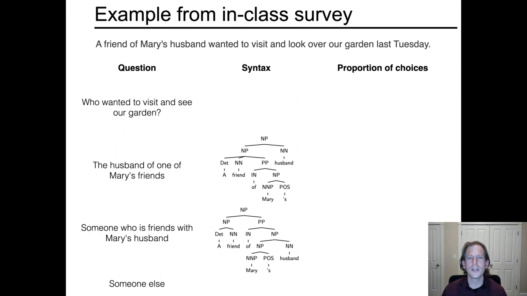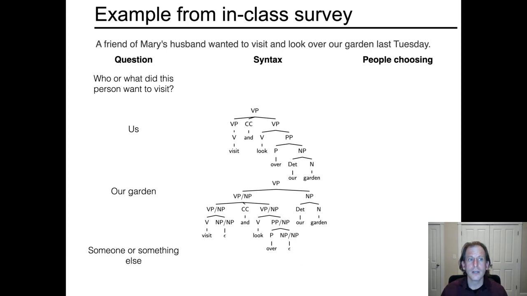So the first one is, who wanted to visit and see our garden? One possibility is the husband of one of Mary's friends. In this case, "a friend of Mary's" would be a phrase, and it's modifying "husband." Or it's someone who is friends with Mary's husband, where "Mary's husband" is a phrase, and it's the friend of that person. In this case, it was unanimous that the latter was the preferred reading.